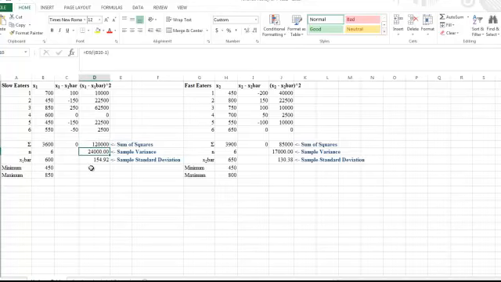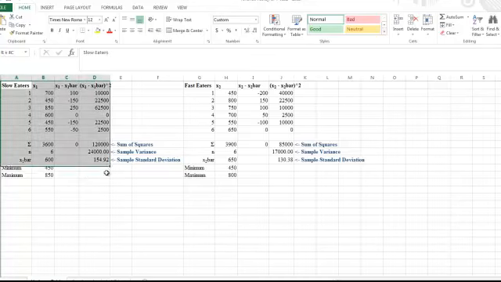You divide your sum of squares by n minus 1 to get your sample variance, and then you take the square root of that variance to get your sample standard deviation. If you don't remember this stuff, I'd encourage you to take a moment and refresh that, make sure you understand what's going on here, because again, we're just building on top of these concepts.